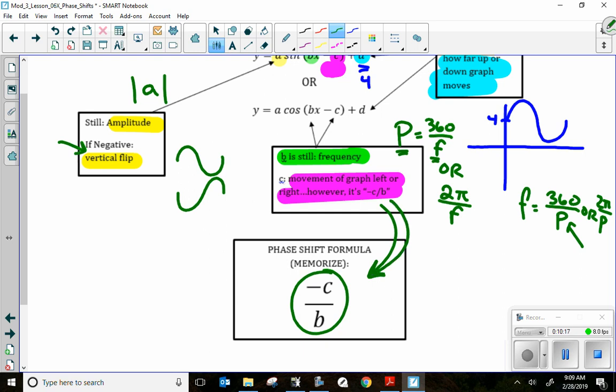My frequency should not have any effect on my movement left or right. So for example, if I have the sine of 3x minus, let's call it 60, and this is in degrees. This is not radians, this is degrees.